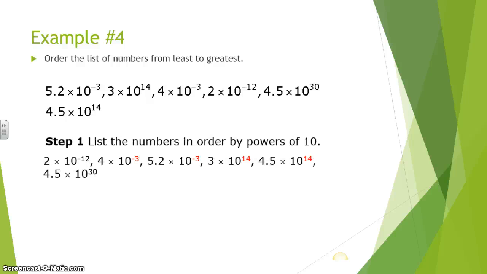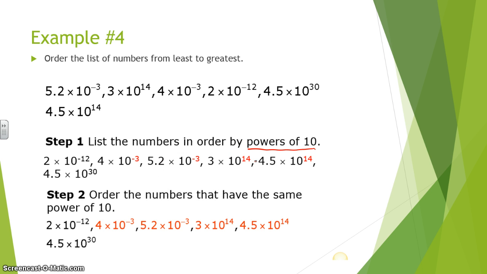So our first step with these values is we have to list the numbers in order by the powers of 10. Okay, so looking at the powers of 10, we have 10 to the negative 12th, 10 to the negative third, 10 to the negative third, 10 to the 14th, 10 to the 14th, 10 to the 30th. So we put them in order from least to greatest based on the powers of 10 and the exponential values. And then our second step will just then put the order of the numbers that have the same power of 10. So we have 2 times 10 to the negative 12th.